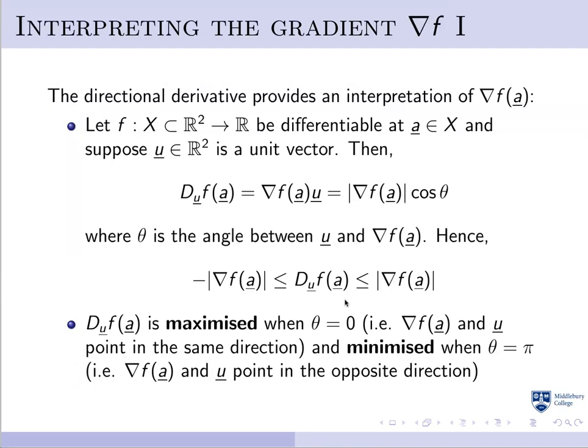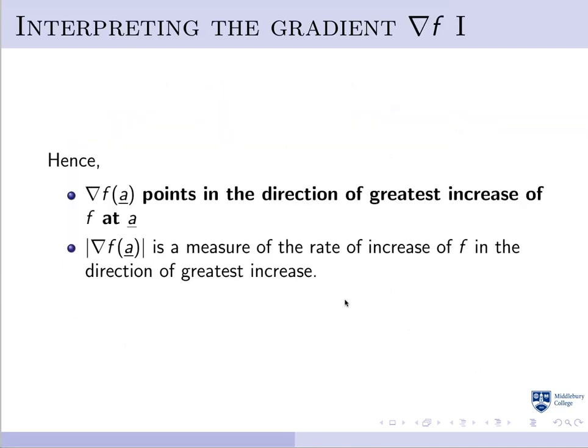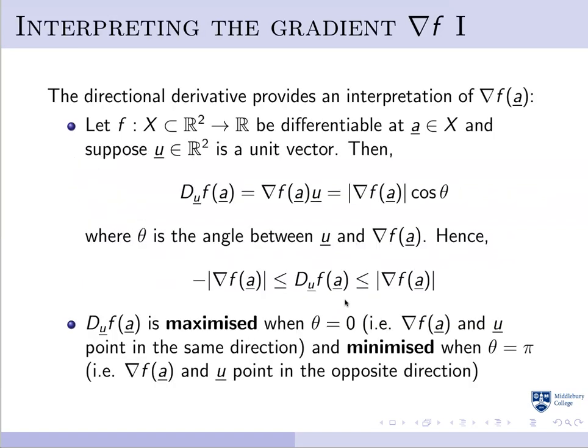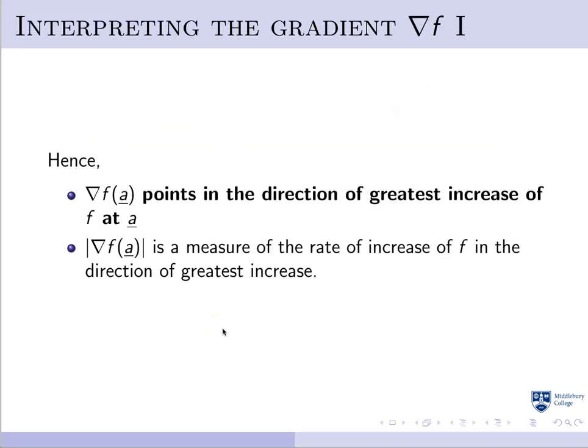So what does this tell us about f? Well, in fact, this tells us that we have the greatest increase when u is pointing in the direction of the gradient vector. So this must mean that the gradient vector of f in fact points in the direction of greatest increase of f at A. Similarly, the magnitude of the gradient vector gives us a measure of how quickly f is increasing in its direction of greatest increase.